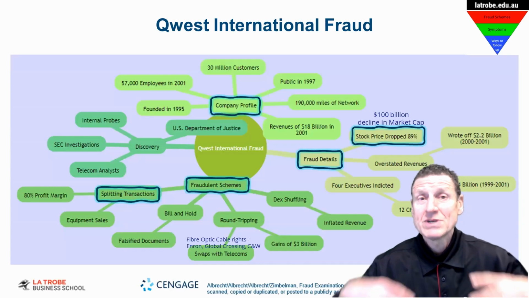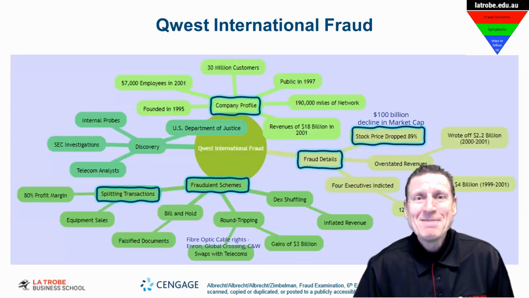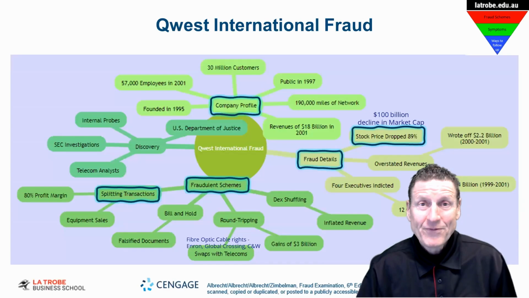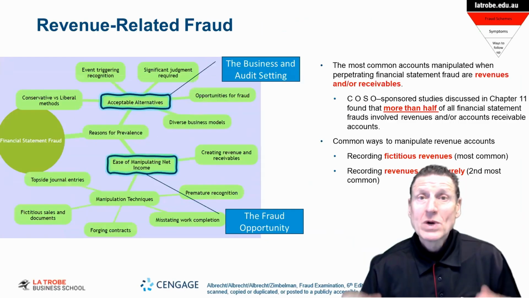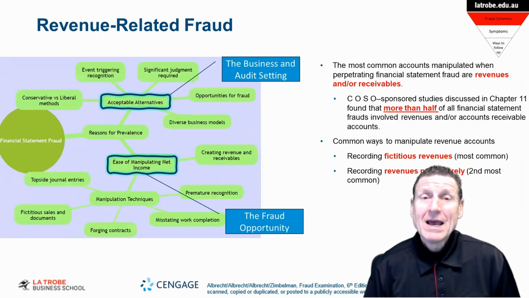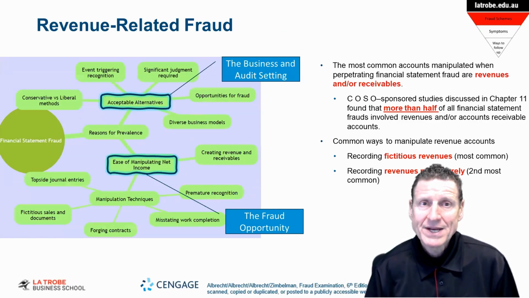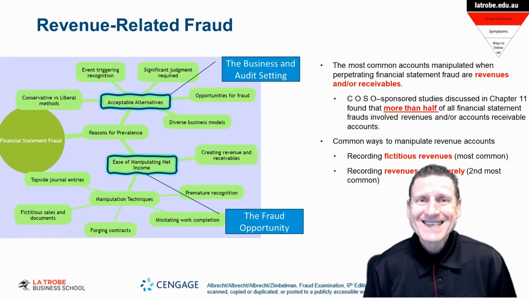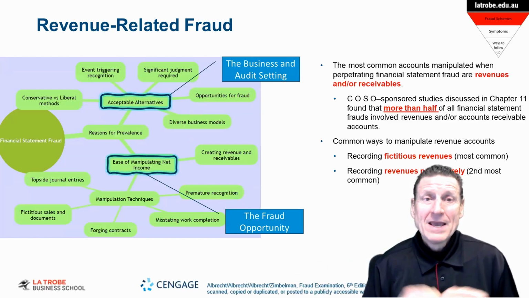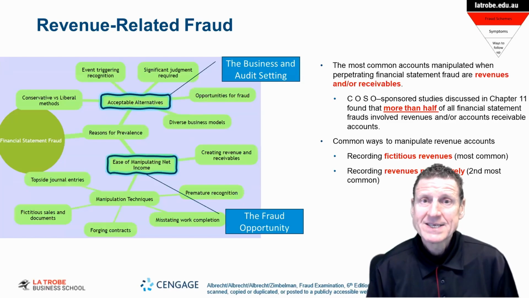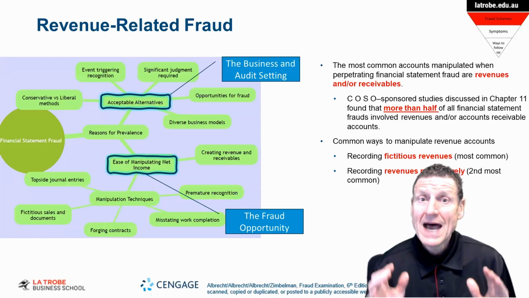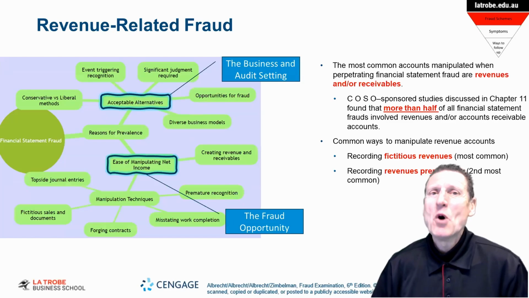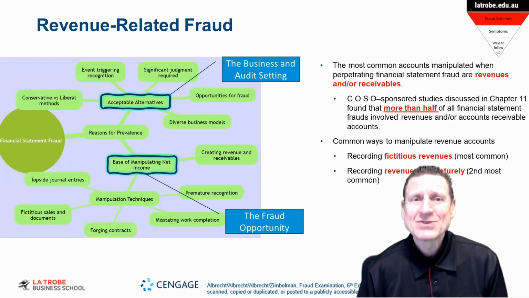Very juicy reading. So just want to start off with a nice story here, and to understand revenue fraud in this part. So what do we mean by revenue related fraud? I've just given you some examples from Quest Communications, but the most common accounts manipulated when perpetrating financial statement fraud are the revenues and or receivables. Why? Because it's easy to do. All right. And the COSO sponsored studies discussed in Chapter 11 found that more than half of all financial statement frauds involved revenues and or accounts receivable.